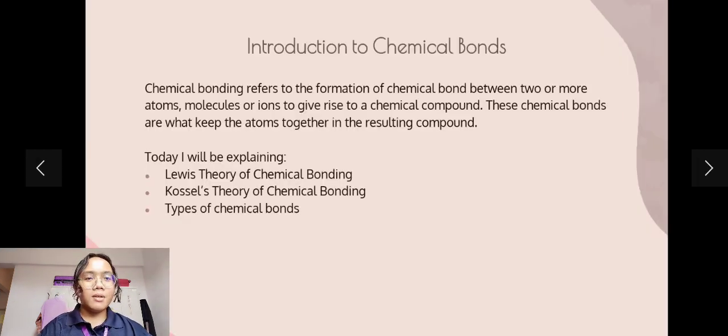So, chemical bonding refers to the formation of a chemical bond between two or more atoms, molecules, or ions to give rise to a chemical compound. These chemical bonds are what keep the atoms together in the resulting compound. So today I will be explaining three things: Lewis theory of chemical bonding, Kossel's theory of chemical bonding, and types of chemical bonds.